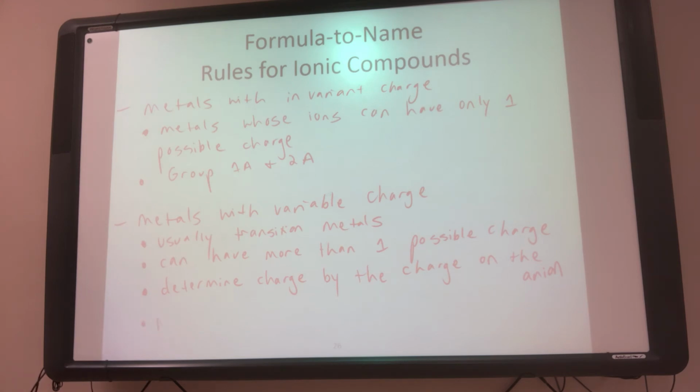So the way that we're going to name this guy is it's going to be the metal name and then the charge in parentheses. But specifically the charge needs to be in Roman numerals. Okay, so Roman numerals, that's the 1, 2, 3, 4, 5, 6, 7, and that's pretty much as far as you get.